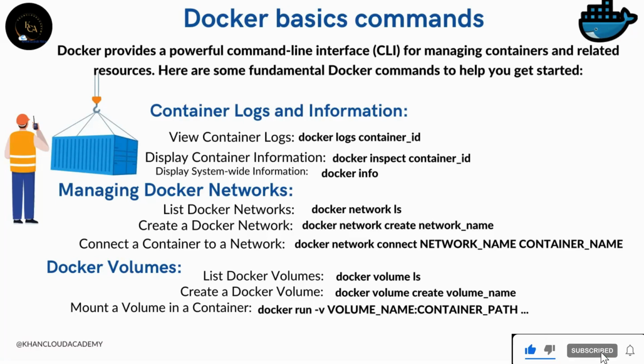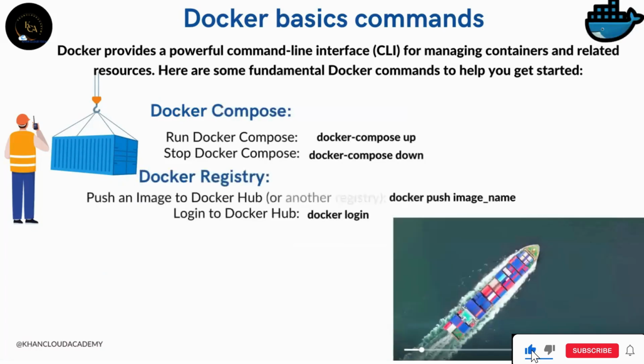So Docker volume: list with docker volume ls. Create a Docker volume and command. Mount a volume in a container: docker run -v, your volume name, and you have to give a container path. Where is the container path? You have to give it, and it will mount automatically for the particular volume. Okay.